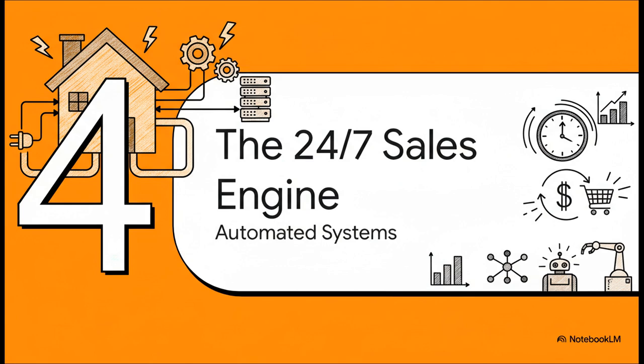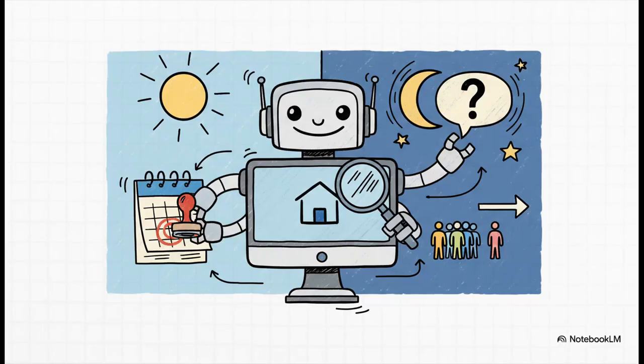All right, so your digital property is built. It's visible. Now it's time to install the utilities. These are the automated systems that turn your website from just a static building into a powerful 24/7 sales engine that is always working for you. Seriously, think about it. Unlike a person, your website never sleeps, it never takes a coffee break, and it definitely never asks for a paycheck.